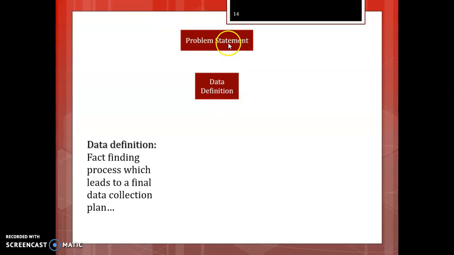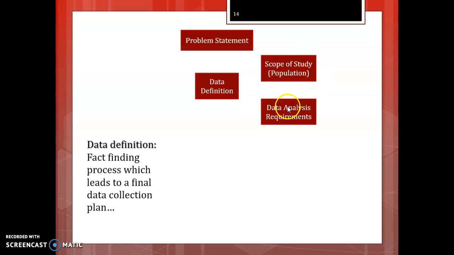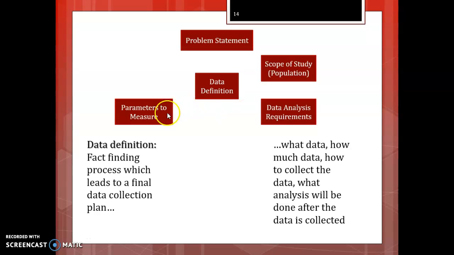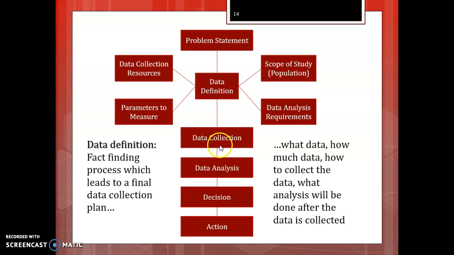Problem statement. So that was my problem statement. Then what's the scope of it? So how large is it, right? Data analysis requirements, the parameters. Then what data? How much data? Right? This is the analysis requirements and parameters. How to collect the data. What analysis is to be done after the data is collected. Then your data collection resources. Okay, so all of these fit together to get into your final piece here. Data collection, analysis, decision, and then your final action.